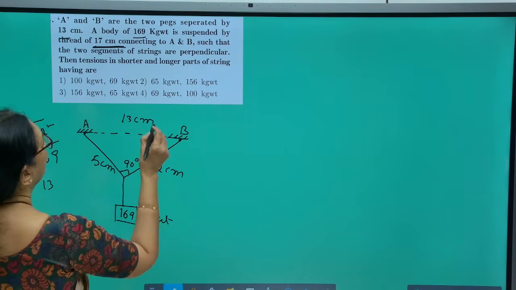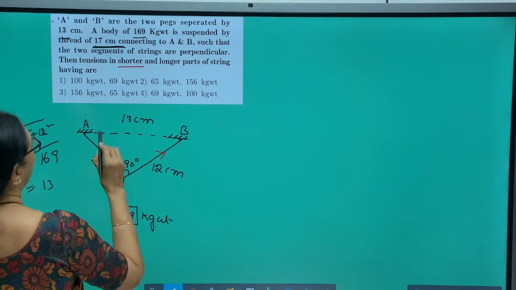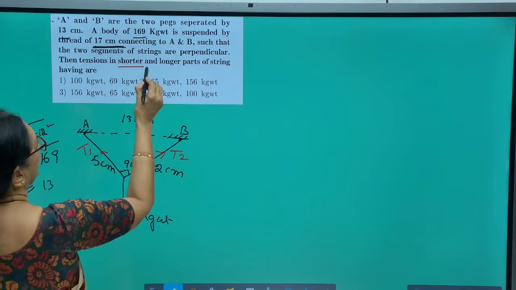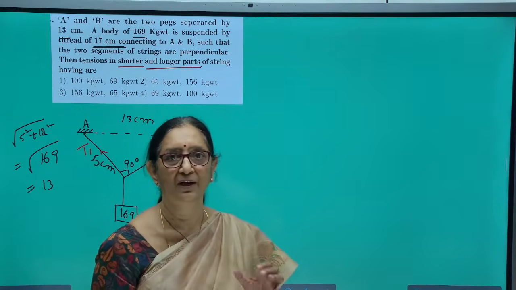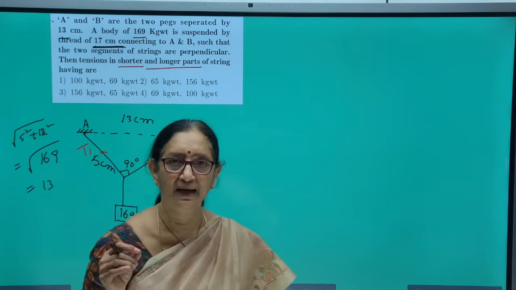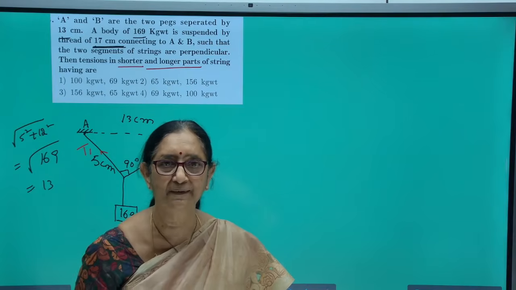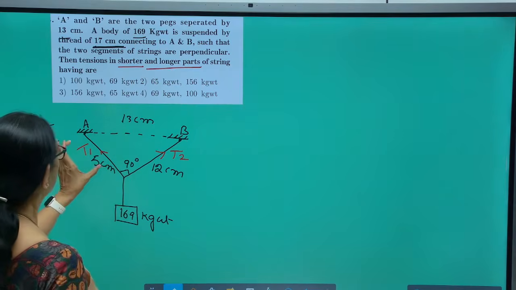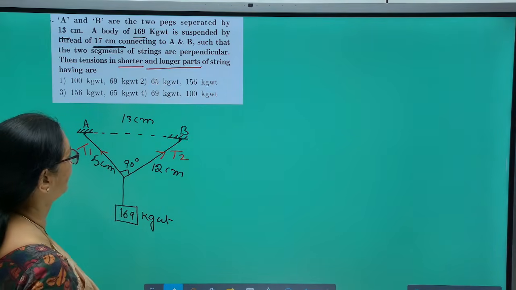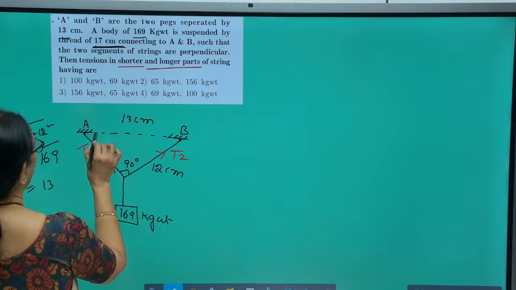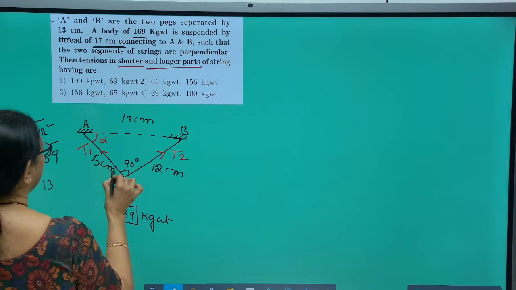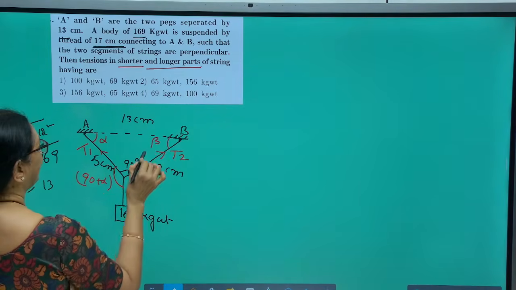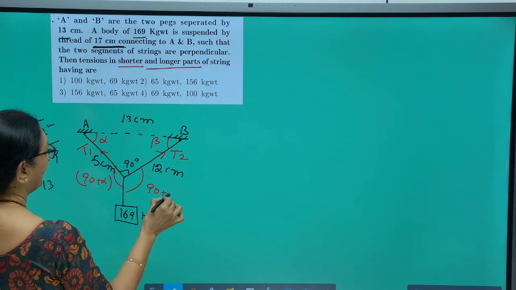Now, you are supposed to find the tension in the shorter and longer parts. Shorter is taken as T1 and longer is taken as T2. That order is very important while solving problems in your objective examinations. First, you need to underline the keywords, shorter and longer. Shorter is T1, longer is T2. Suppose this is alpha, this becomes 90 plus alpha. If this is beta, we take this as 90 plus beta.